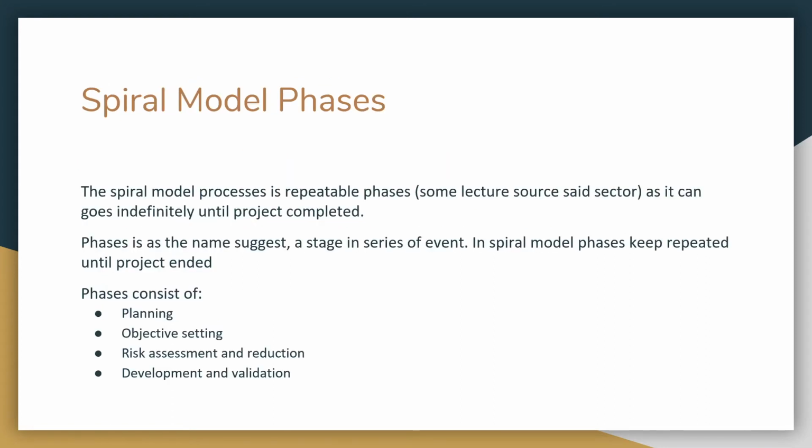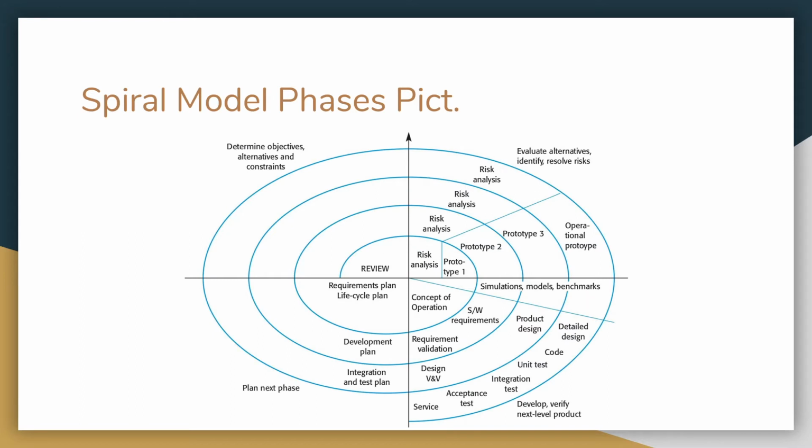Spiral model phase. The spiral model process is a repeatable phase. Some lecturers said it is a sector, as it can go indefinitely until project completed. A phase is, as the name suggests, a stage in a series of events. Spiral model phase keeps repeating until the project ends. The phase consists of planning, objective setting, risk assessment, development and validation. Here is an example of spiral model phase.